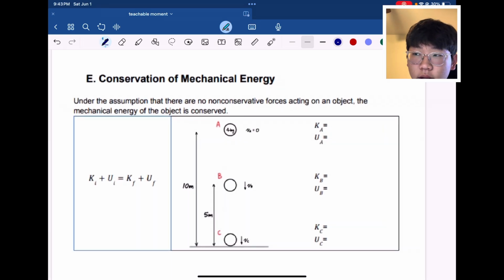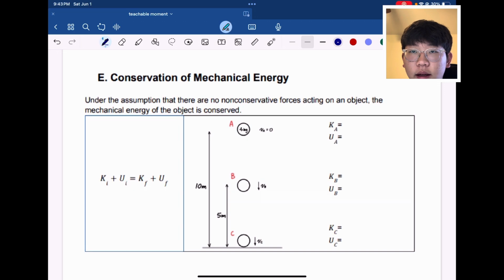In Physics C, like 99% of our questions are going to assume that there are no non-conservative forces like friction or air resistance. So the mechanical energy of the object is going to be conserved, and energy initial is going to be equal to energy final.